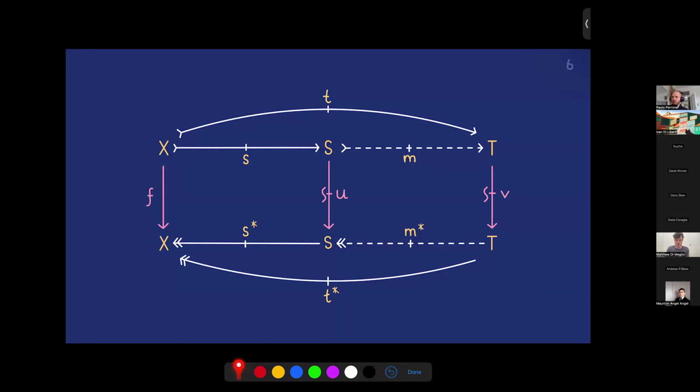And if we then look at what we've got, there's the composite U S star. S here is an isometry, S star is a co-isometry. So this composite here is also a co-isometry.